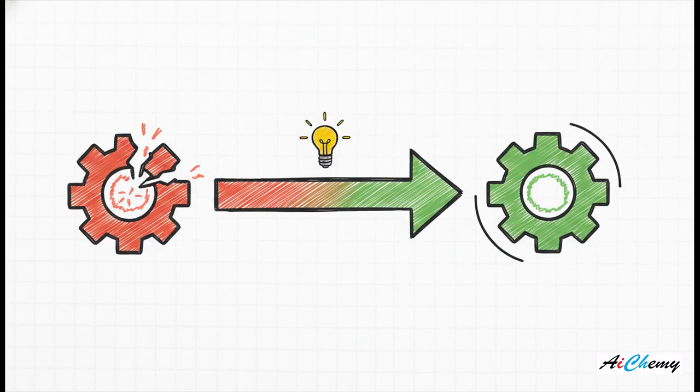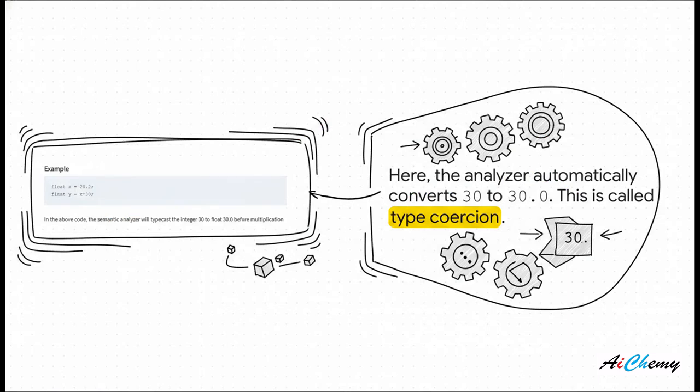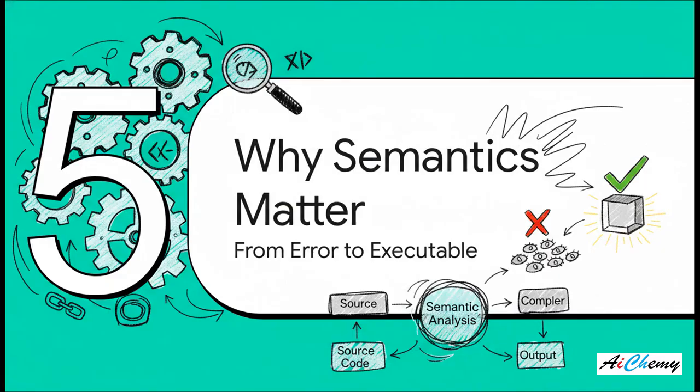Now here's where it gets really cool. The analyzer isn't just about pointing out what's wrong. It can actually be a problem solver and make smart little adjustments on the fly. Check this out. The code wants to multiply x, which is a decimal number, by the whole number 30. Now, to avoid an error, the semantic analyzer does this clever thing called type coercion. It just automatically converts the integer 30 into the decimal 30.0 right before the multiplication happens. It's a tiny, invisible fix that makes the whole operation valid. Pretty smart, right?